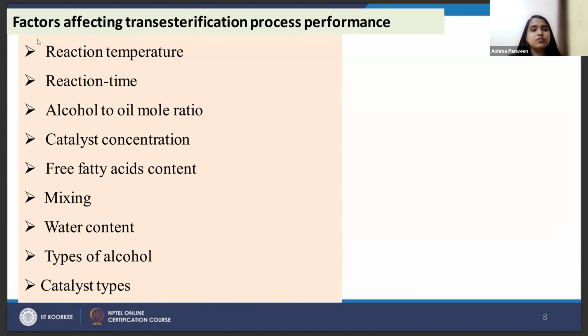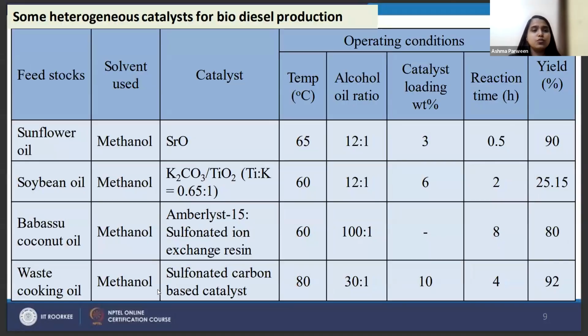Next are the factors which affect the transesterification process performance: the reaction temperature. What is the temperature used? What is the reaction time used? What is the alcohol to oil mole ratio? What is the catalyst concentration? Free fatty acid content? What is the mixing being used? Water content? What are the types of alcohol and catalyst type being used?